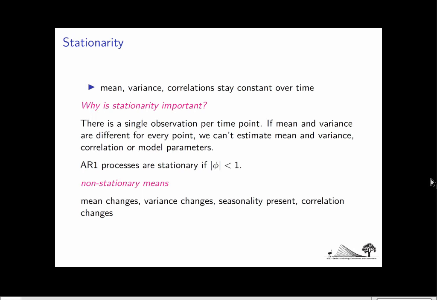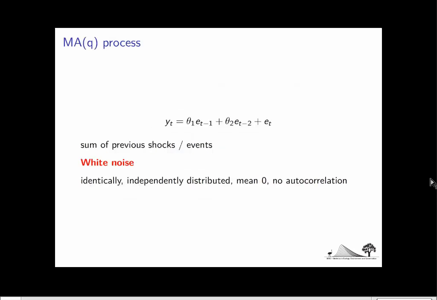So then we talked about autoregressive processes, and also moving average processes. Order 2, for example. Here you're not regressing on the previous values, but you're regressing on previous error terms. And you can see that as previous shocks in the system that change your observations. The sum of previous shocks.